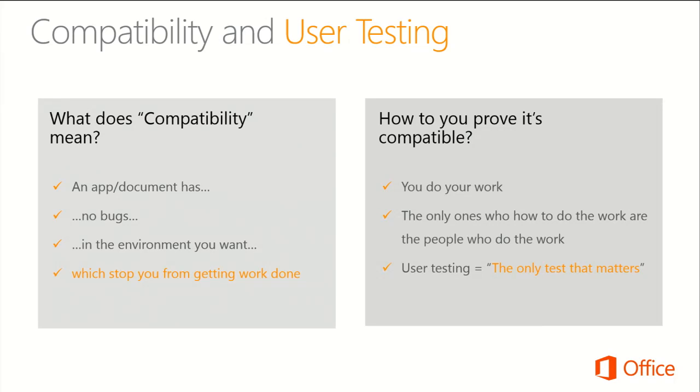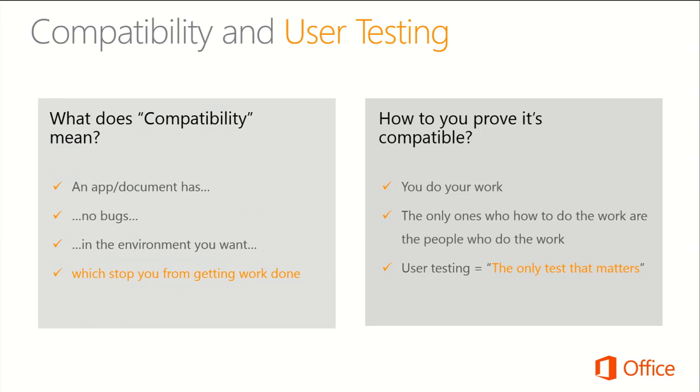Right? The only way to determine if it's compatible is through user testing, because the only way you can determine it's compatible is you do your work, and the only people who can do the work are the people who can do the work, right? And as sarcastic as that sounds, it actually validates that end user testing or user acceptance testing, UAT, is really the only test that will unequivocally say, yes, I can get my job done. Yes, this works for me, which is important. No tool will tell you, can I get my job done?